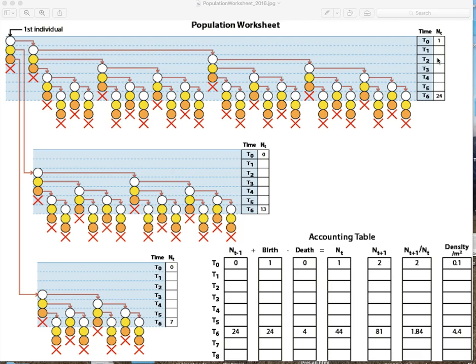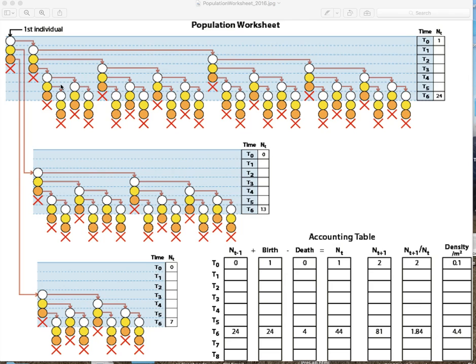Then we do the same thing at T2. We can just go across this row here and count how many circles there are. There's 1, there's 2, there's 3, and we put a 3 in this row right here. And you just do that all the way down here.